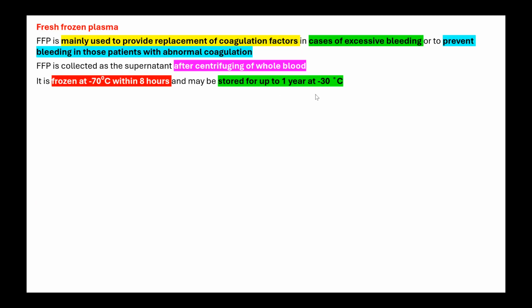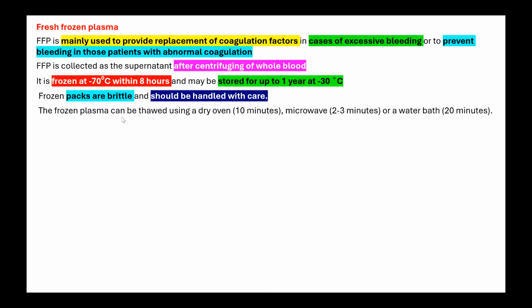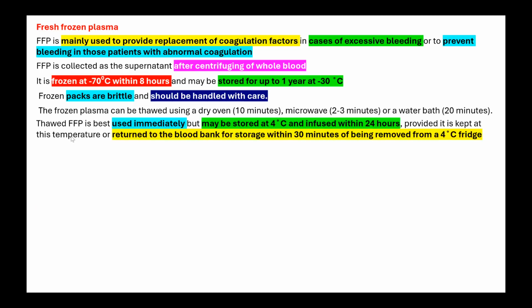And because you freeze it so much, it will become solidified. It will not remain a liquid. So the packs are brittle. It should be handled with care. And the frozen plasma can be thawed using a dry oven for 10 minutes, or you can microwave it for 2 to 3 minutes, or put it in a water bath for 20 minutes. Then it will become liquefied. Then only you can use it for transfusion.